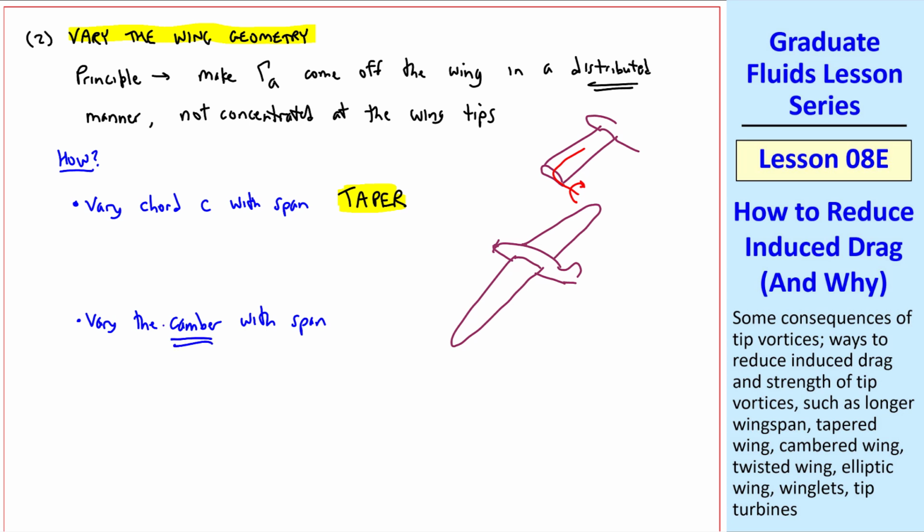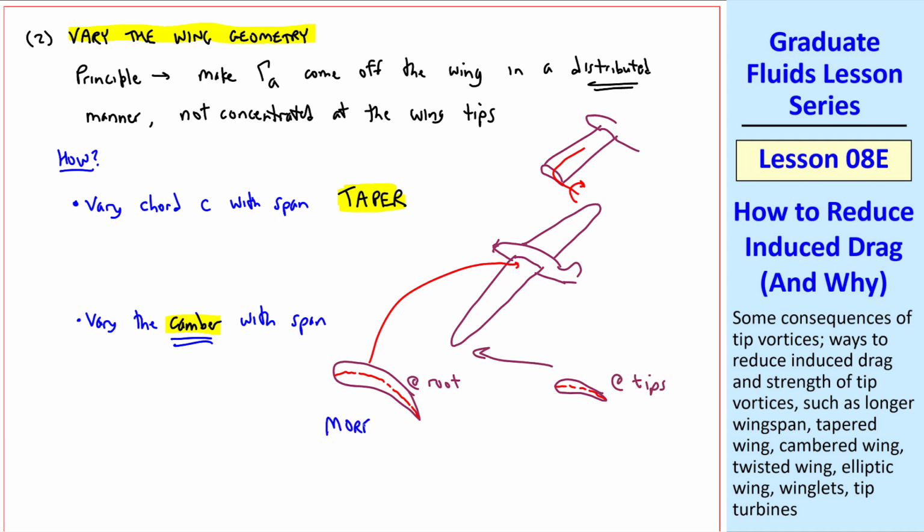We can also vary the camber with span. For example, you might have a high cambered wing at the root here, where camber means the curvature of the wing, but a smaller cambered wing at the tips. A highly cambered wing has more lift, therefore more lift near the root. A differential lift near the root is larger than one near the tip. Of course, you'd have to integrate dL over the entire wing to get the lift.